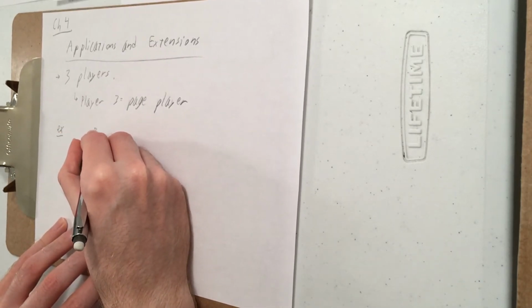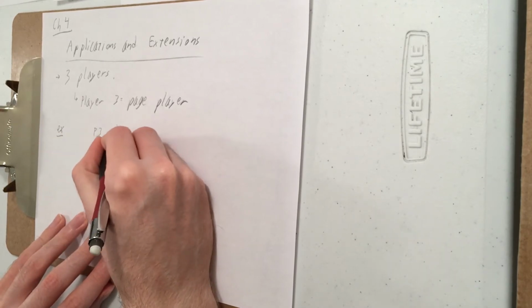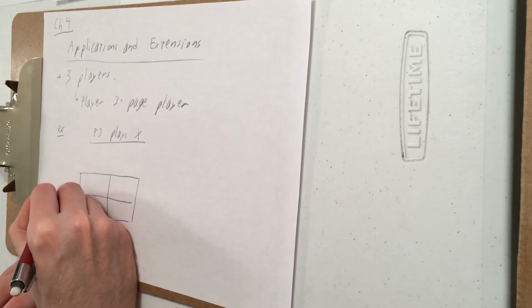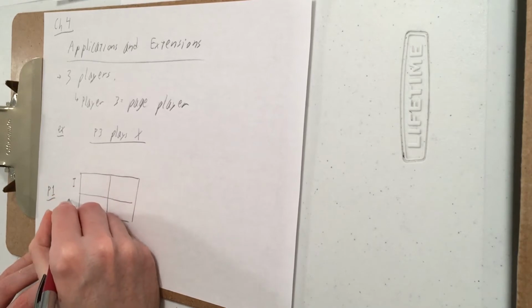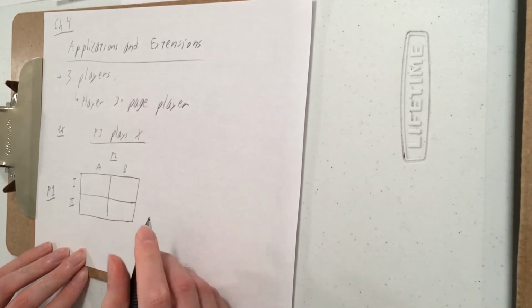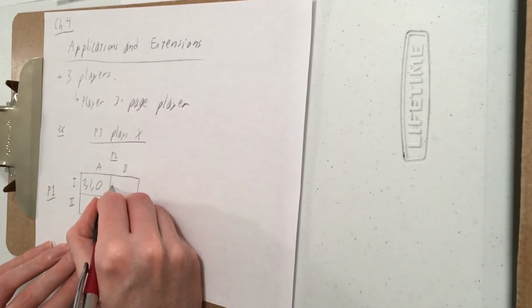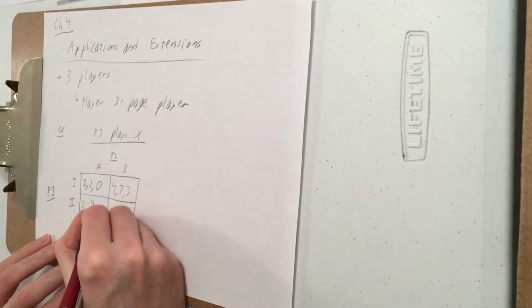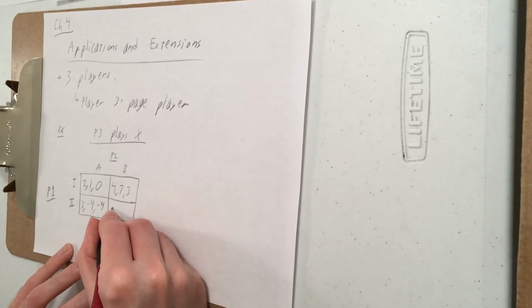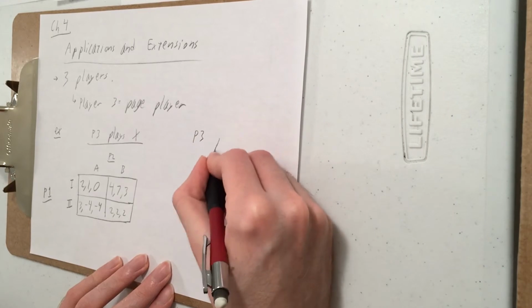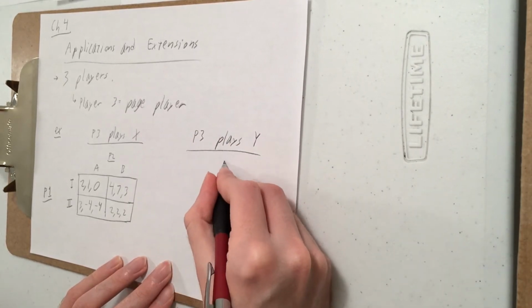So we draw one table for what happens if player 3 picks X. If they're doing that, then we're in this game. So we have player 1 who can pick either I or II, and player 2 can play A or B. So that's what happens if player 3 plays X. Now if player 3 plays Y, then we're in this situation.